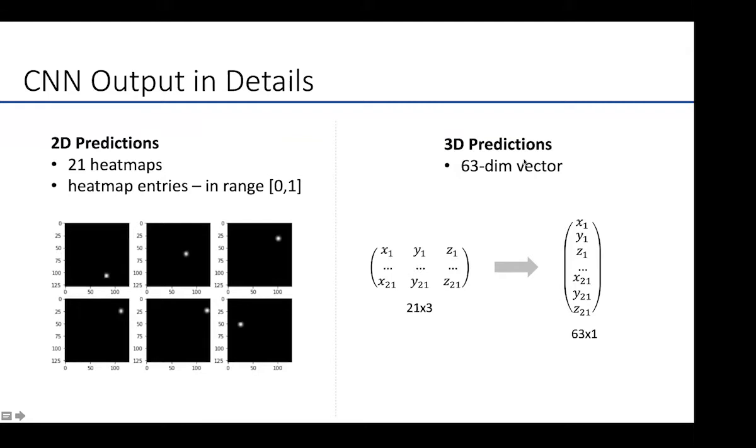3D predictions are in the form of a 63-dimensional vector, because each key point has three coordinates, x, y, z. We have 21 key points, so it will be a 63-dimensional vector. It will be just flattened.